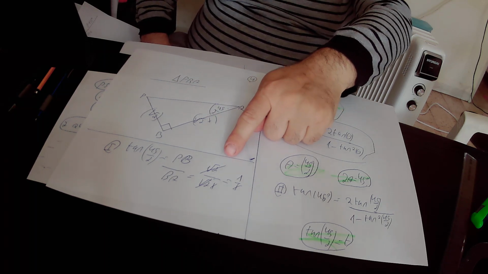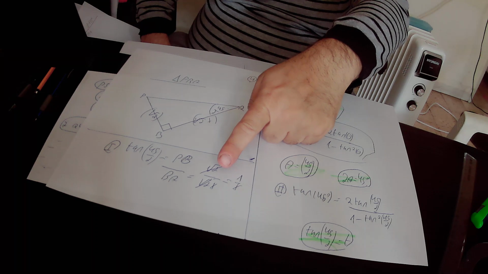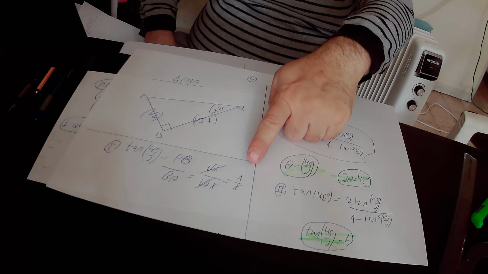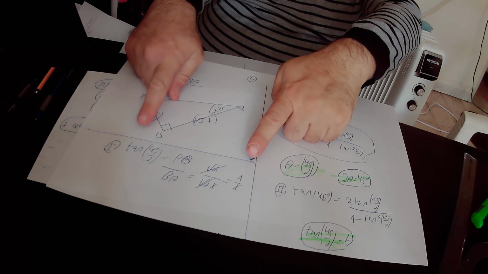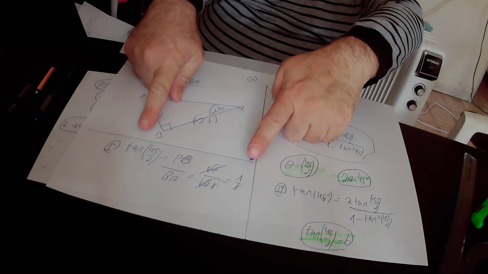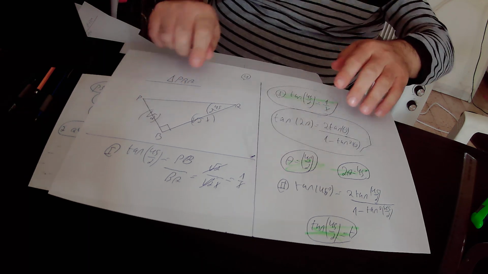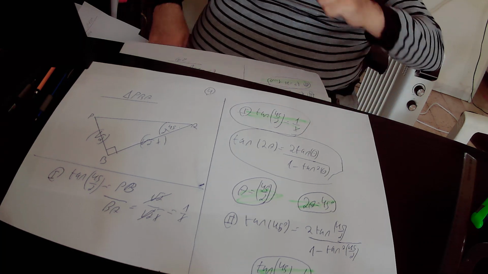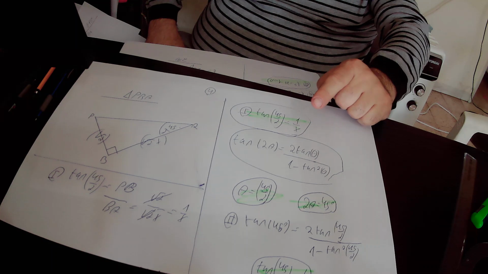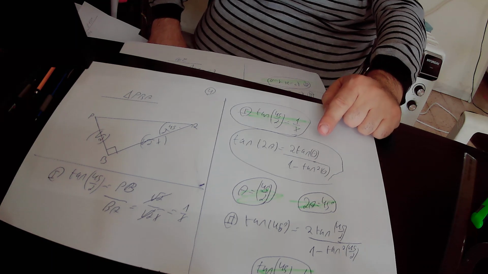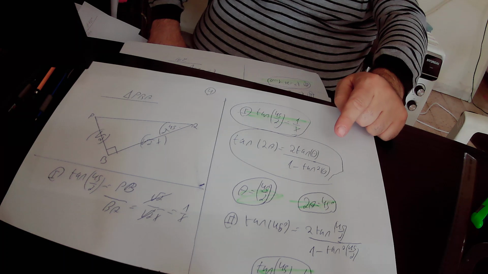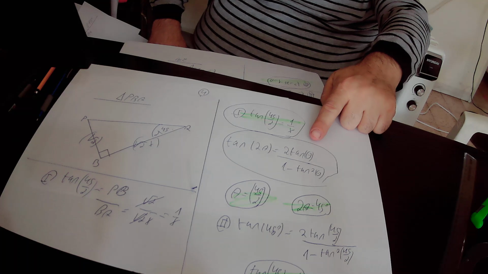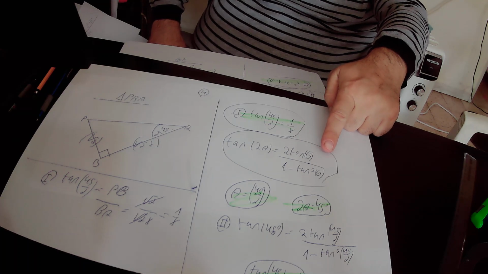We have square root of 2 in the numerator, square root of 2 in the denominator, so the square root of 2 will get cancelled, and we are left only with 1 over x. So according to equation number 1, we found out that tangent 45 over 2 degrees equals 1 over x. But we also have the trigonometric identity that states that tangent 2 theta equals 2 tangent theta over 1 minus tangent squared theta.